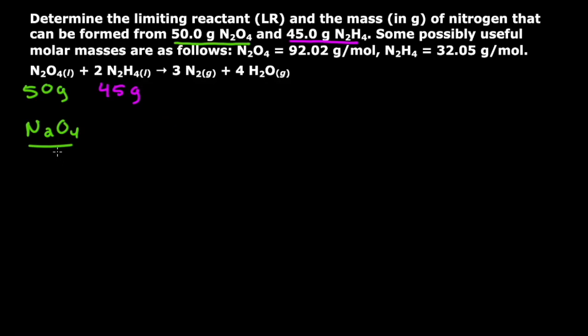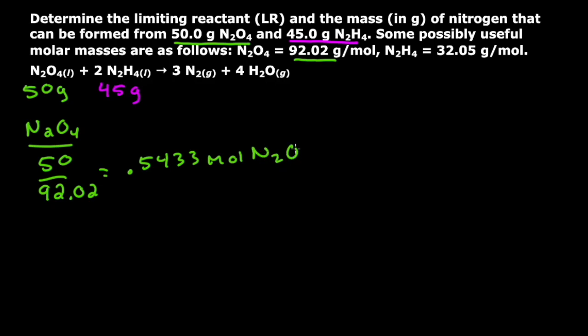So I'm going to take the 50 grams that it gave me, and then I'm going to divide it by the molar mass, because you have to be in moles if I'm going to go to this product over here. And the molar mass of the N2O4 is right here. So I'm going to take 50 and divide it by 92.02. And when I do that, I'm going to get 0.5433, and that will be moles of N2O4 like this.